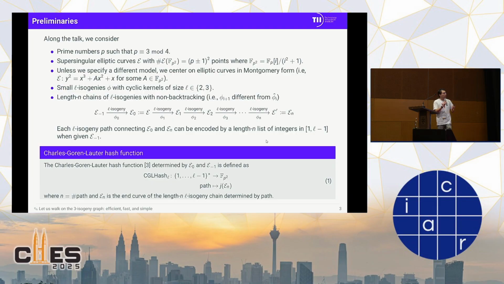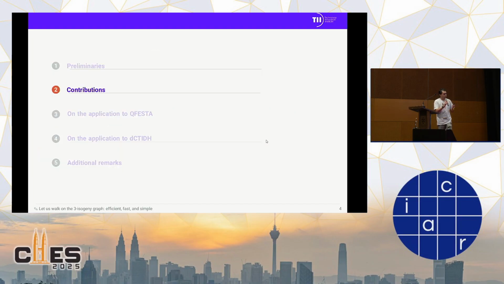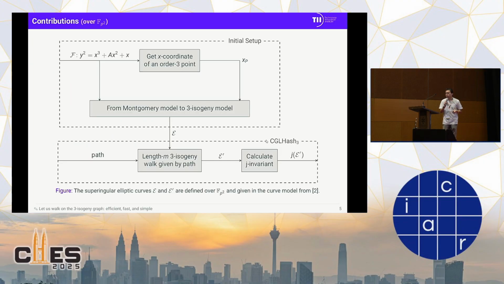I highlight that in this scenario, the elliptic curve is defined over Fp squared. That means that the j-invariant is over Fp squared. So let's go directly with the contribution, and then we explain the applications to the protocols. Essentially, we have one contribution that is over Fp squared. So the main result is this part.